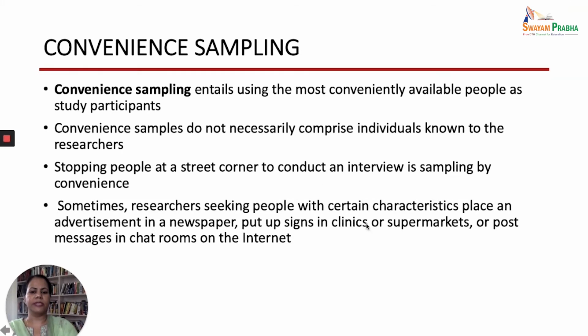Sometimes researchers seeking people with certain characteristics place an advertisement in a newspaper, or put up signs in the clinic or supermarkets, or post messages in chat rooms on the internet. Through this also, whosoever volunteers to participate in your research study can be included in the sample. So these are some ways of getting the subjects in your research sample when you are using convenience sampling.